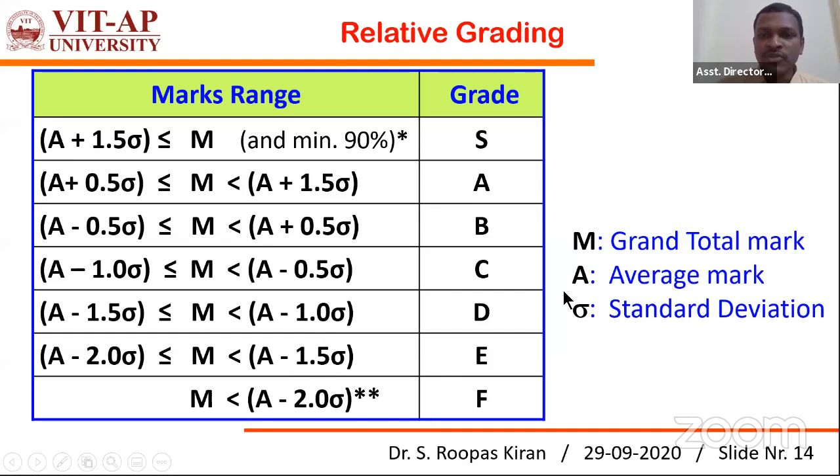So using those two numbers, A minus 2 times the standard deviation, A minus 1.5 times the standard deviation, these numbers will be calculated. For your grand total mark, if it is present between A minus 2 sigma and A minus 1 sigma, the grade you score will be E grade. Like that, these are the different boundaries for different grades.